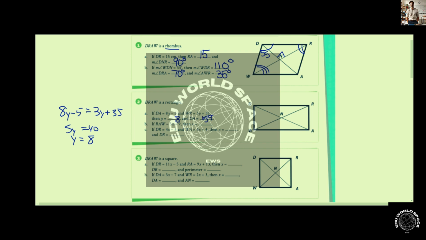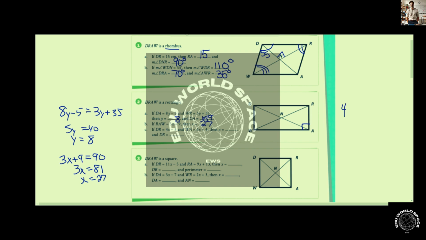If angle RAW is in question, that's a rectangle, so it's a right angle, so 3x plus 9 would be equal to 90. Subtract 9 from both sides, and we're equal to 81. Then divide by 3, and x is 27.